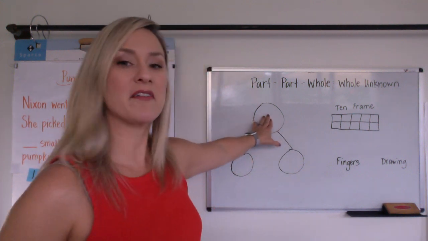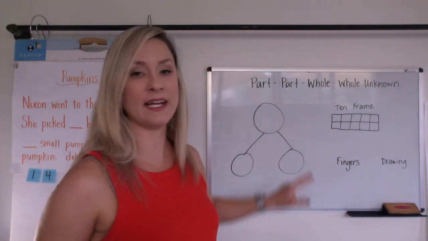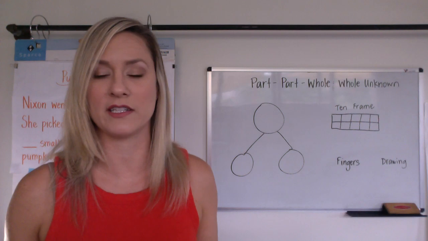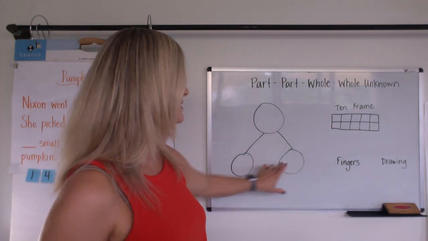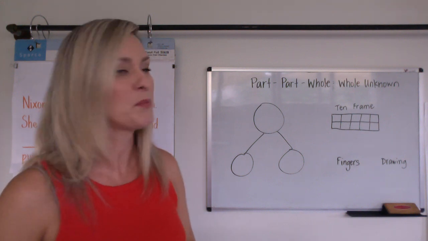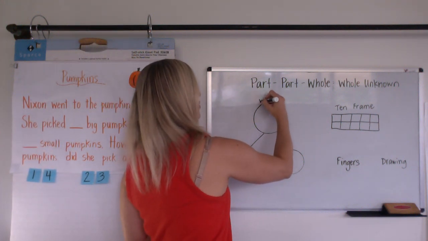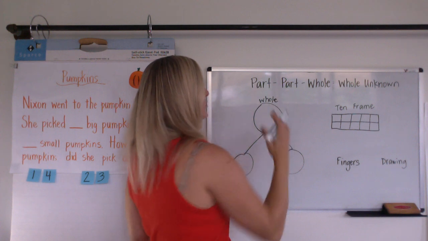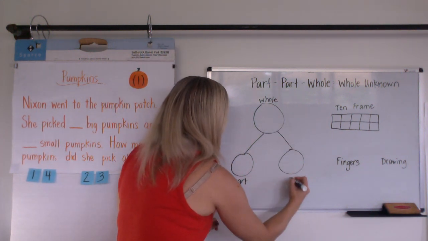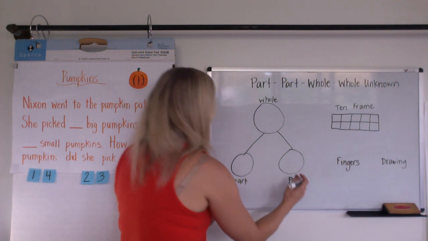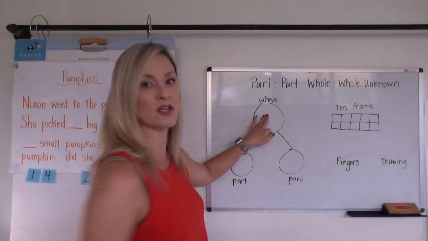So here we have a number bond. You might have seen these already in your child's work. Or you may not have. So what this is, is basically a fact family helper. It tells us the whole right here. This would be the whole number, and this would be a part, and this would be another part. So when you put the two parts together, it makes the whole.